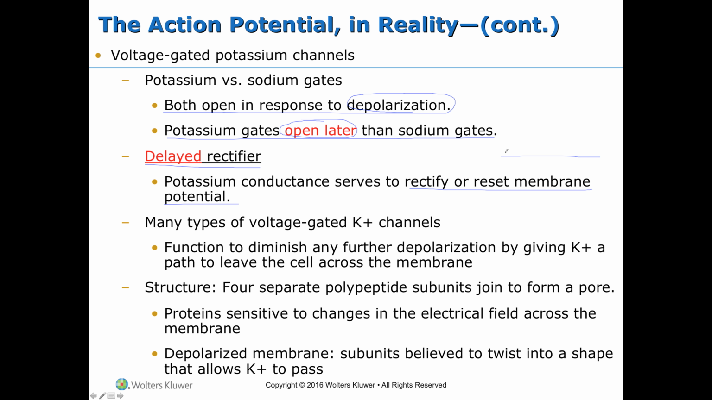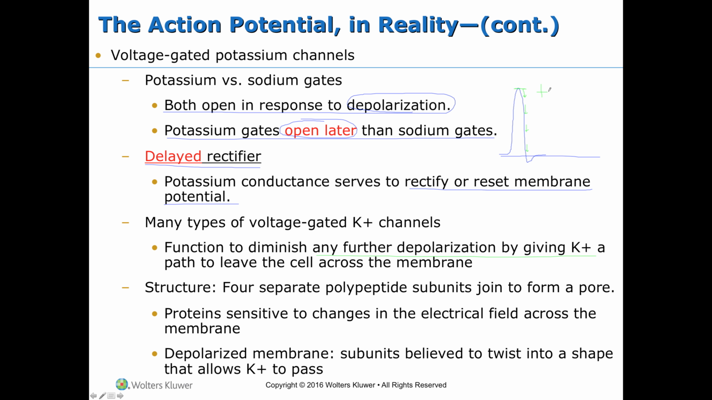So remember, if you have your action potential looking like this, let's change the pen color to green, your voltage-gated potassium channels will open at this point, allowing the membrane potential to rectify or reset. You have an outward flow of potassium during this repolarization period. There are many different types of voltage-gated potassium channels which function to diminish any further depolarization. This gives potassium a path to leave the cell across the membrane.